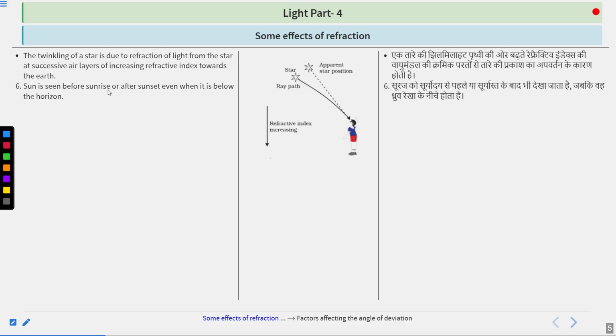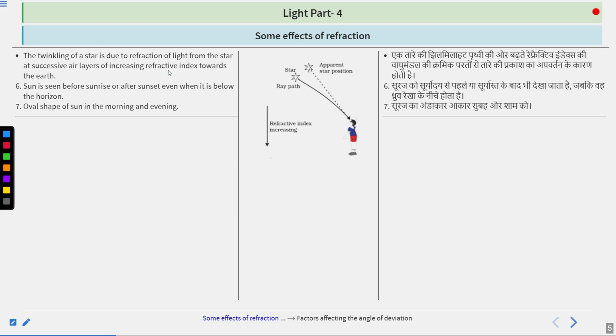The Sun is seen before sunrise or after sunset, even when it is below the horizon. So you can say, if this is a person standing, this is the horizon. He could still see the sun before the sunrise and after the sunset, even when the sun is here. Why? Because the light of the sun is reaching your eye while passing through so many air layers of increasing refractive indexes. So it appears to you that the sun is still out there, but the sun is not.